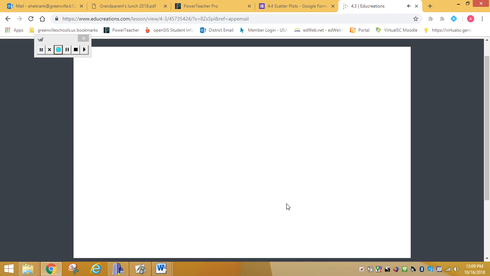Number 10 on your worksheet looks like this. It's 2x squared minus 3x minus 5. This one's a little bit harder because it has a leading coefficient of a 2.